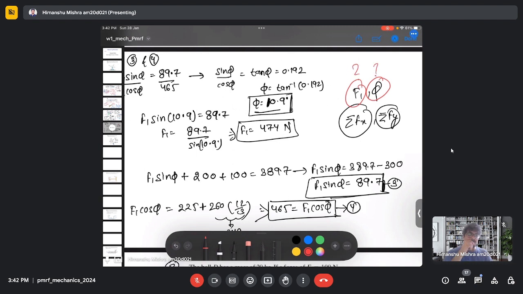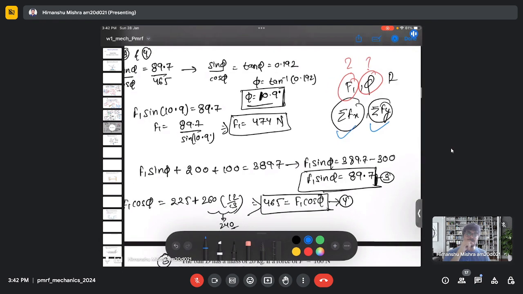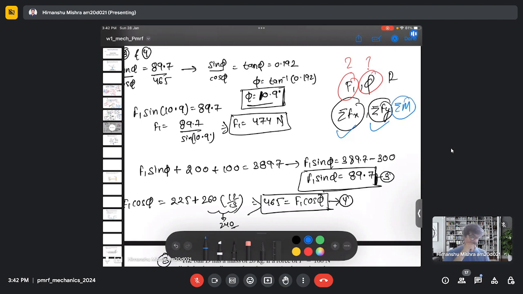But let's say you have a question with three unknowns, more than two. Let's say there is another unknown, which is some reaction force R. In that case you need to solve three equations. The two equations you already have come from the force balance, the summation of the x component and the y component of the force. The third equation you will get when you sum the moment around any point. So now you will have three equations, two force equations and one moment equation, and you can calculate the three unknown quantities.